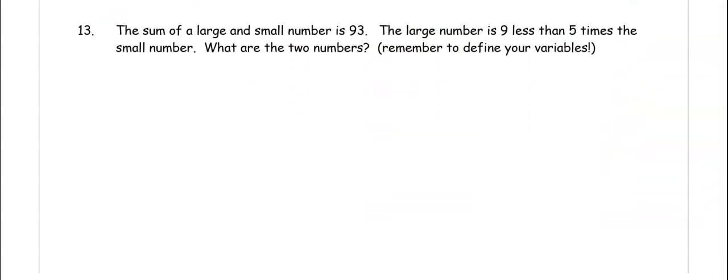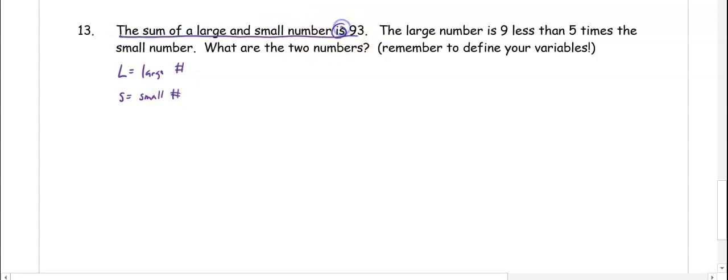In number 13, the sum of a large and small number is 93. The large number is 9 less than 5 times the small number. What are the two numbers? So our variables here are going to be L for the large number and S for the small number. We know that the sum of the large and small number is 93. So sum is addition. L plus S equals 93.